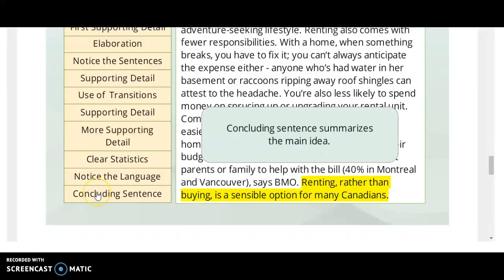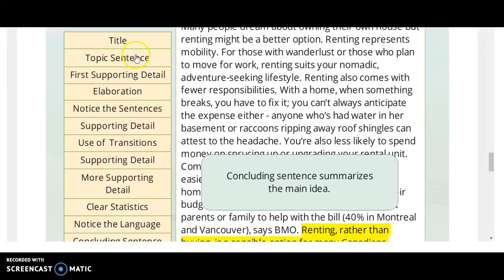And then, of course, we have our concluding sentence, which summarizes the main idea as a whole. Renting rather than buying is a sensible option for many Canadians. So those are your big identifying key factors in informational paragraph writing.